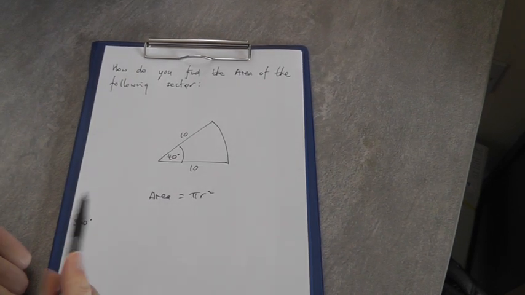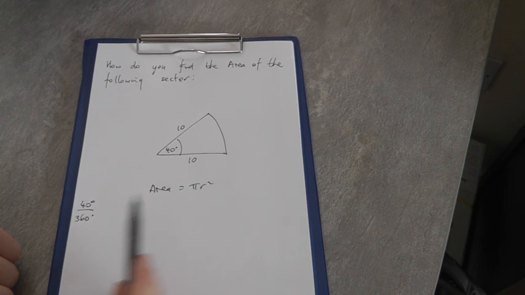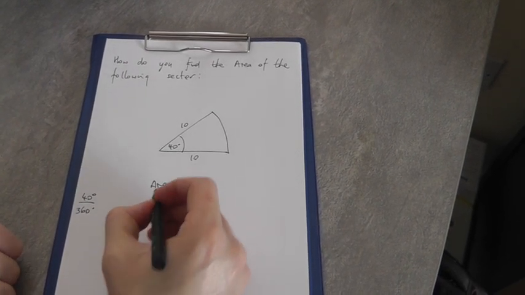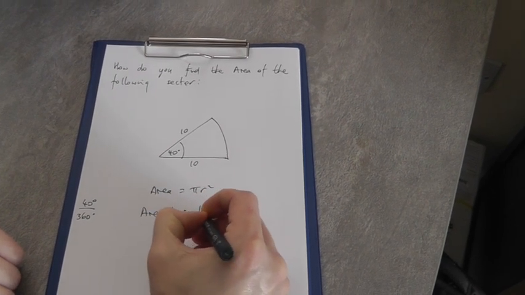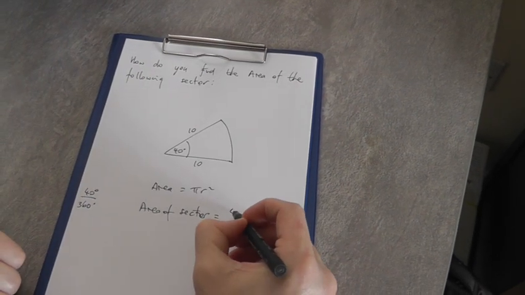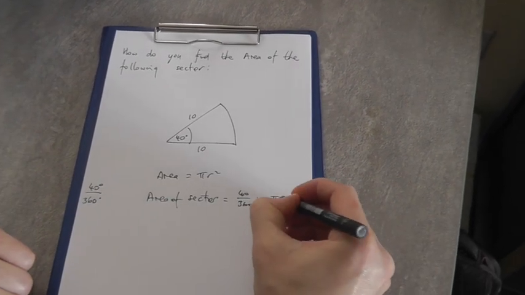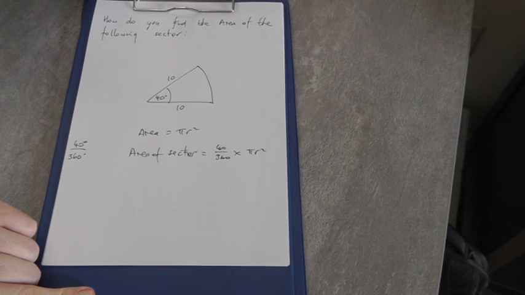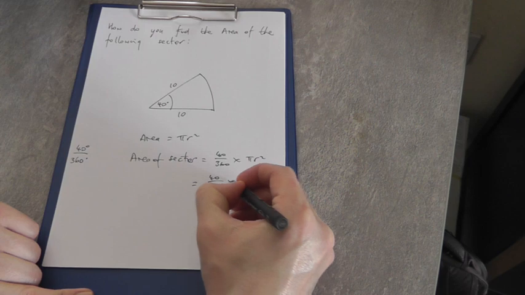So I'm going to create a fraction there. I'm going to put 40 over the 360, and I'm going to incorporate that into this formula here. So we don't have an area of a circle anymore. We have the area of a sector, which is this degree fraction multiplied by the formula we have there. Now we need to sub in a few bits and pieces to get this finished. So we leave the fraction the way it is.